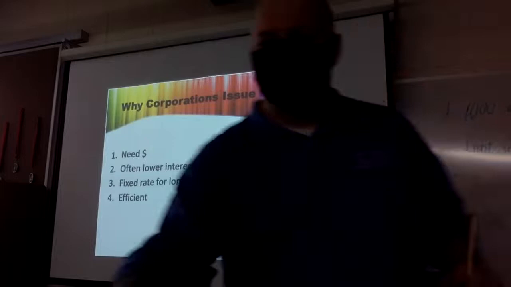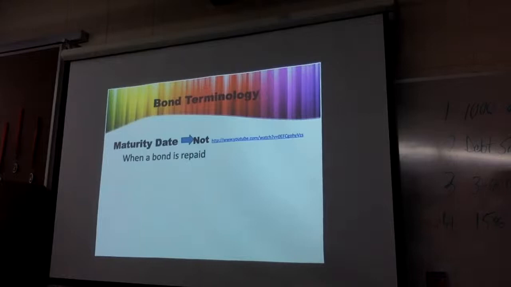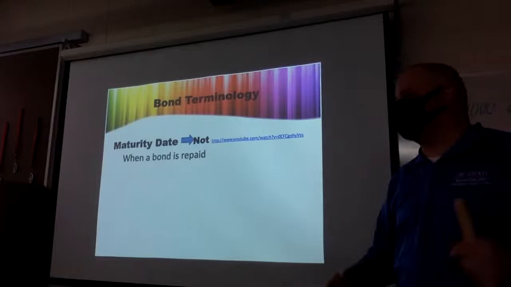Now, as far as bond terminology here, when a bond is repaid, that's called the maturity date. So if I do a deal with Gribble and he gives me a coupon, that maturity date is the date where I can go there and finally get my money.